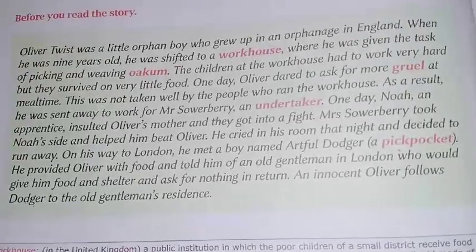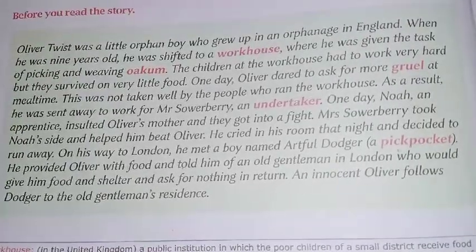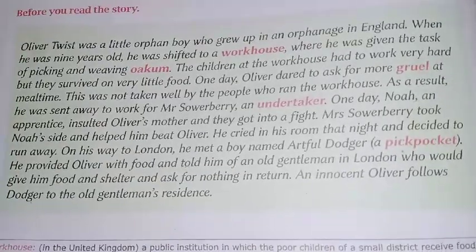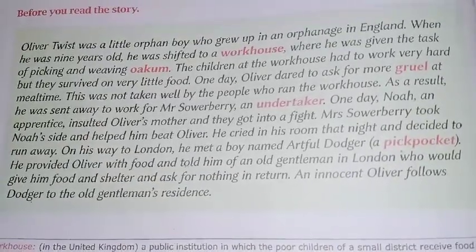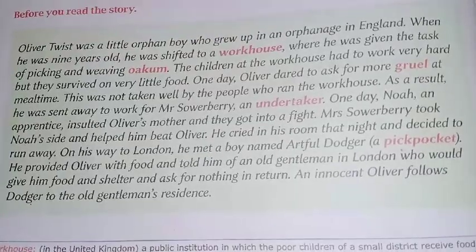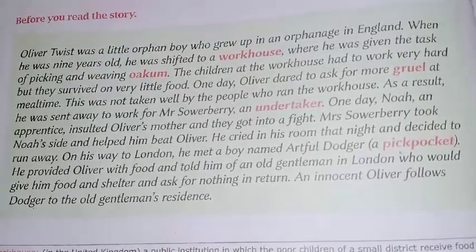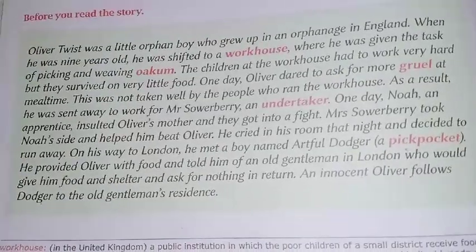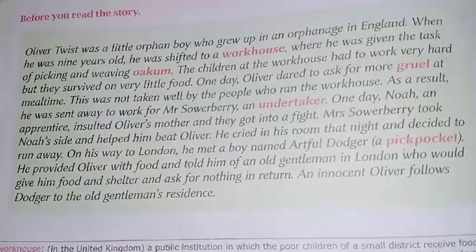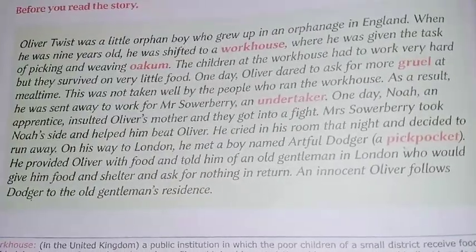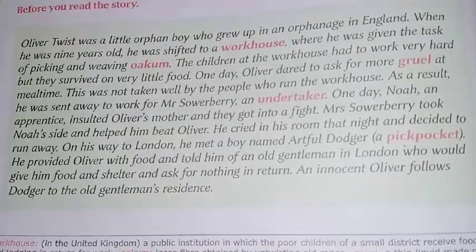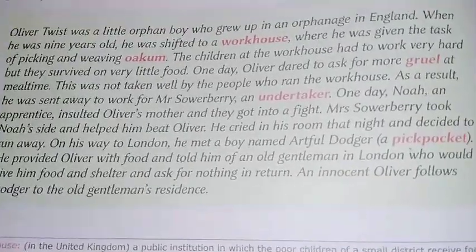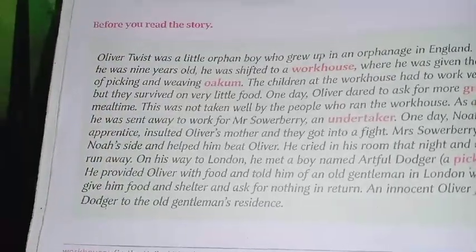On his way to London, he met a boy named Artful Dodger, a pickpocket. He provided Oliver with food and told him of an old gentleman in London who would give him food and shelter and ask for nothing in return. And innocent Oliver follows Dodger to the old gentleman's residence. So this was an introduction.